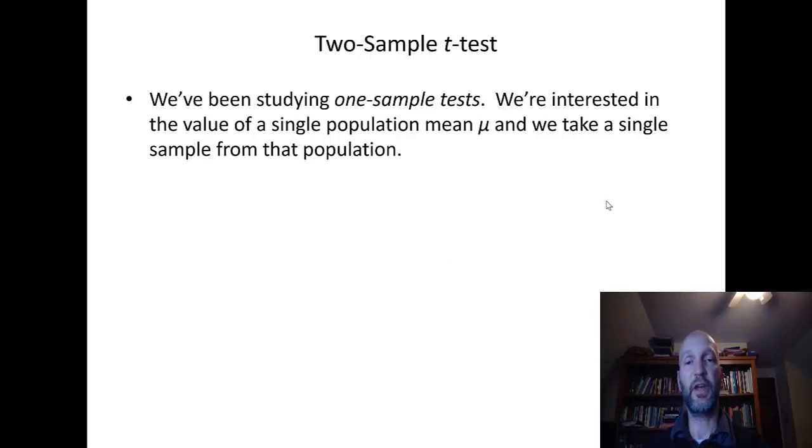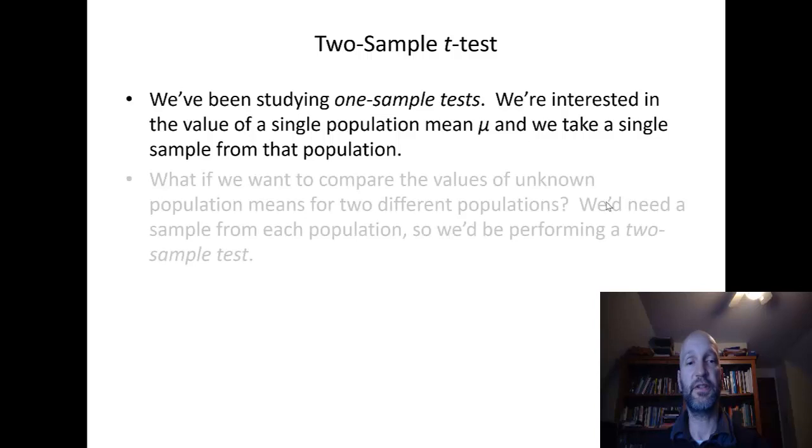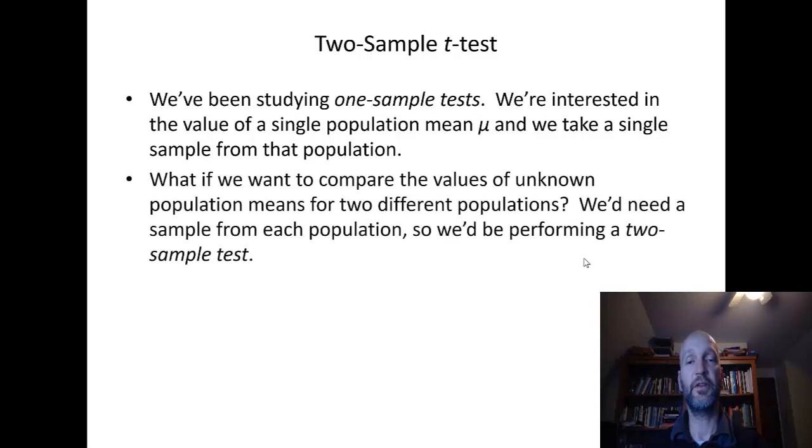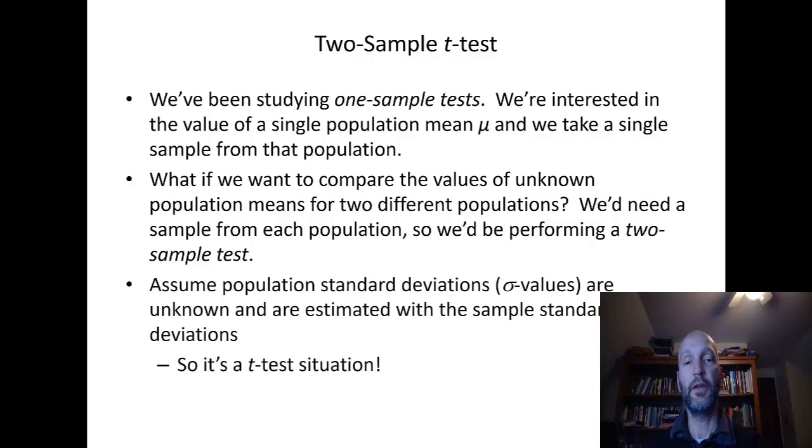A simple extension of that, which is also very common in statistics, is when we want to extend it to two different populations. If we want to know the difference between the means for two populations, we're going to have to take a sample from each population, and we call that a two-sample test. We have to consider the value of the standard deviations, and just like with the one-sample procedures, typically the standard deviation is not going to be known, and so we're going to have a t-test.